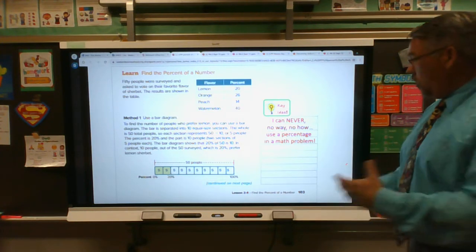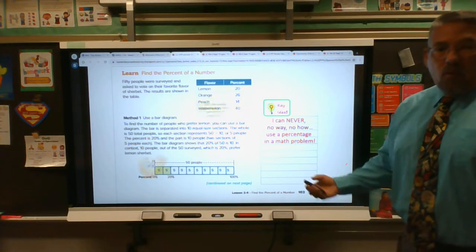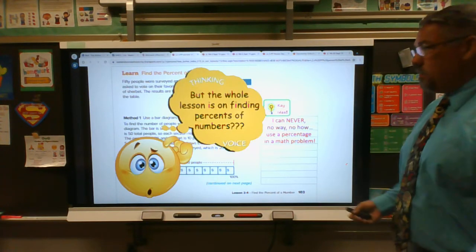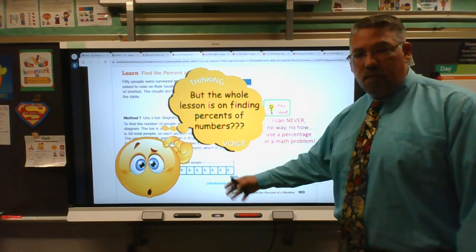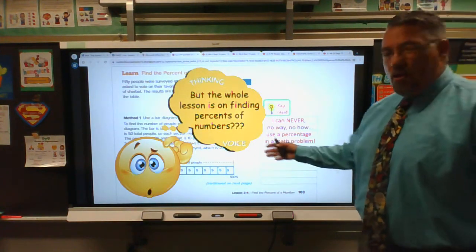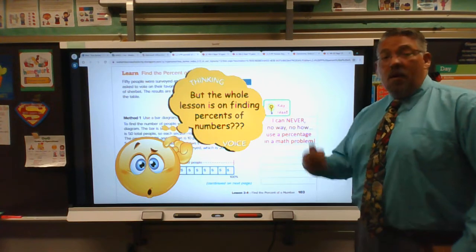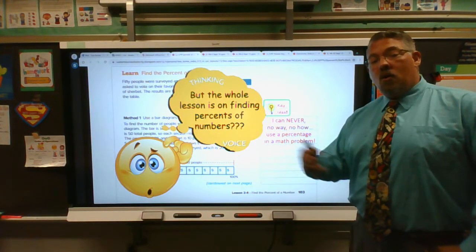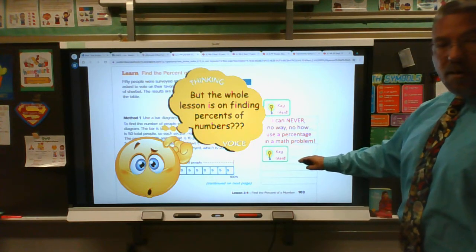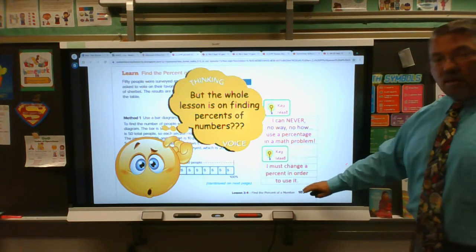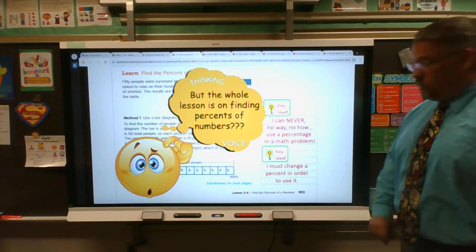So then we're not really sure what we're doing with this math problem, right? Because I said this whole entire math problem was finding percent of numbers. Well, it's the idea that I can't use a percentage in a math problem. However, I know how to change my percentage. So that's the second note. As I said, I want you to write down two. So your second note is that you must change your percentage.